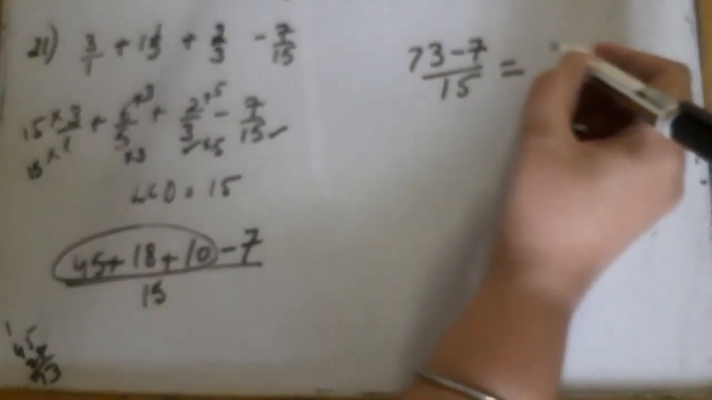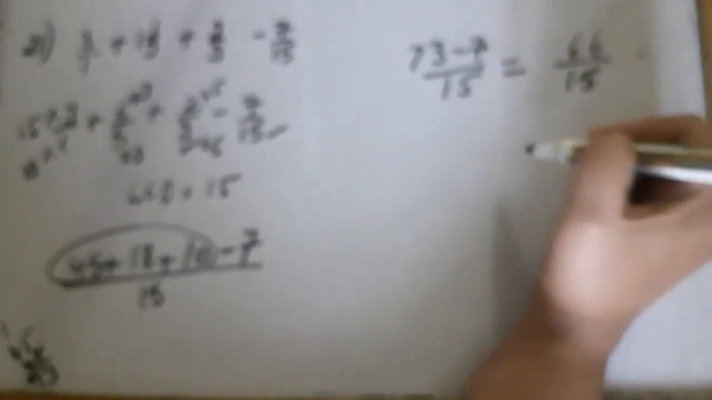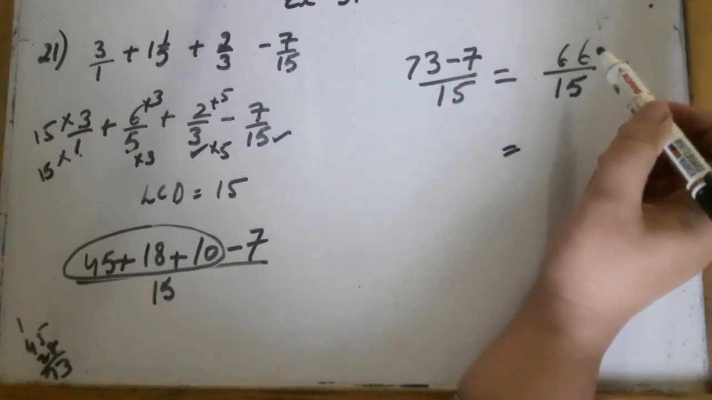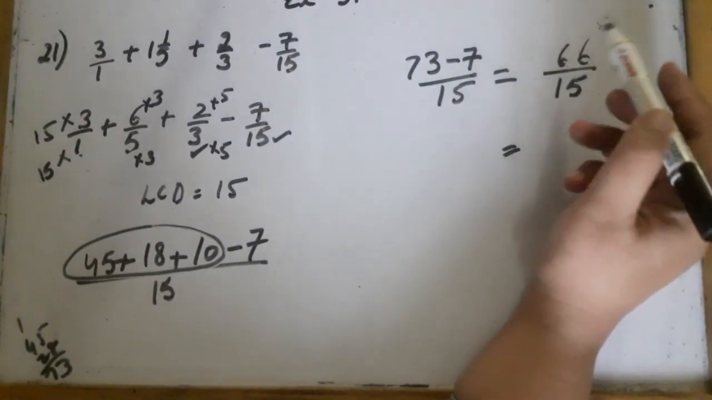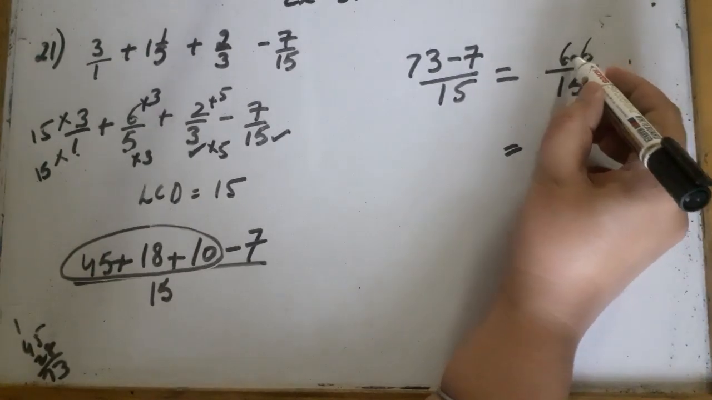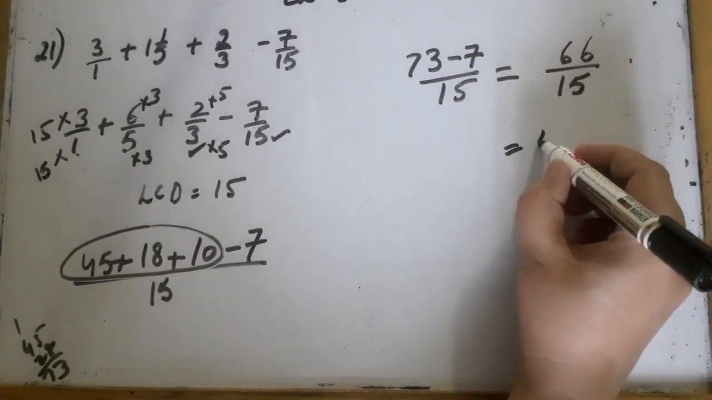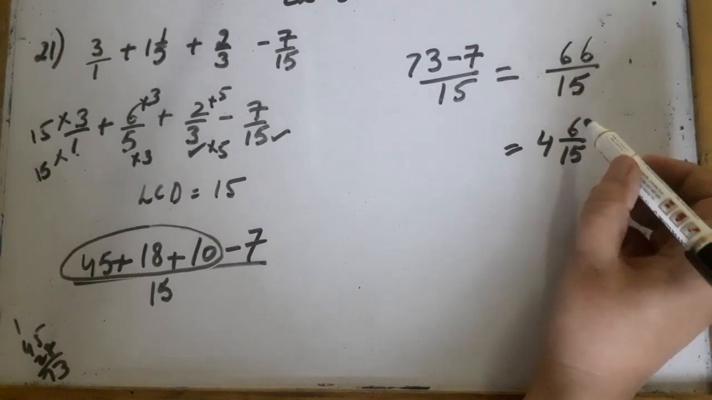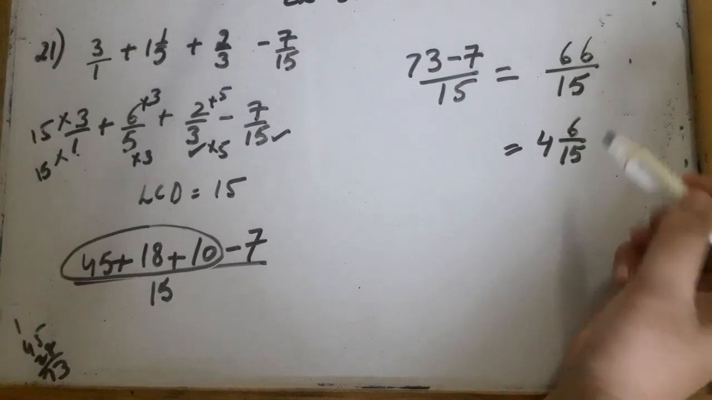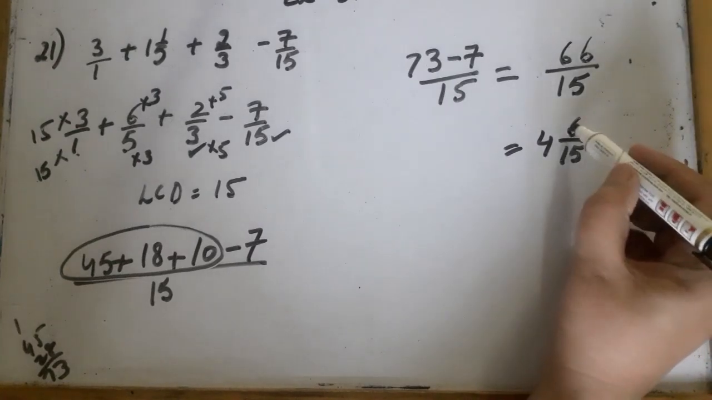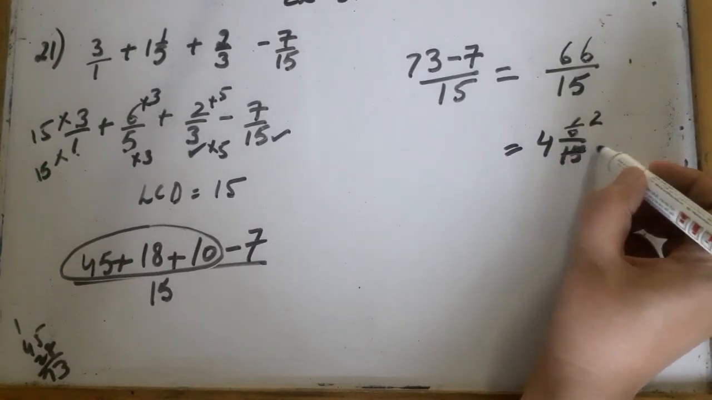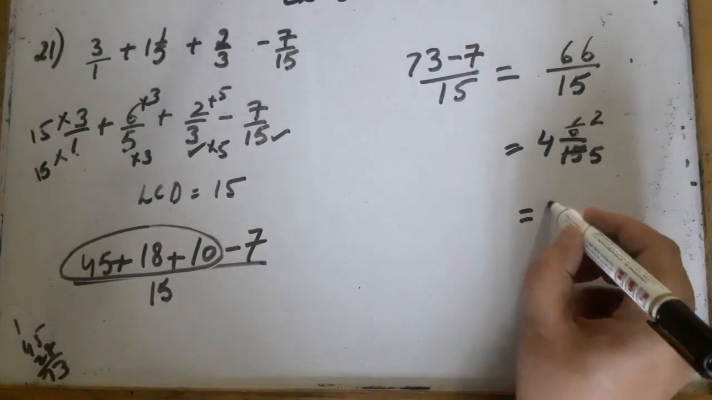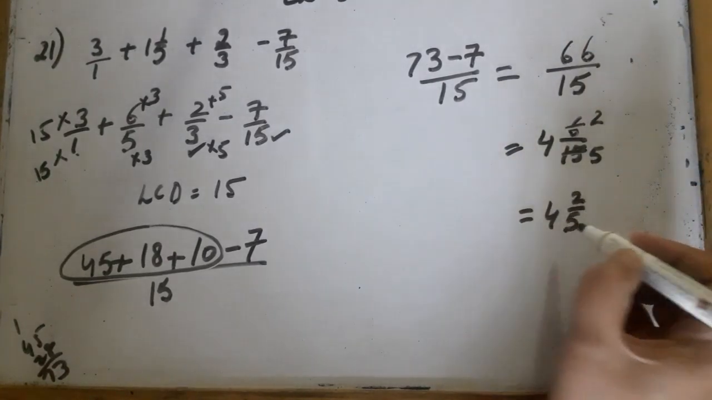Yes, 73 minus 7. Now what will you get? 13 minus 7 is 6, so 66 upon 15. Now look at this. Convert 66 upon 15 into a mixed fraction. 15 4s are 60 and 6 upon 15. Now look at this carefully. This 6 by 15 fraction can be reduced. 3 2s are 6 and 3 5s are 15. So what will your answer be? 4 2 by 5.